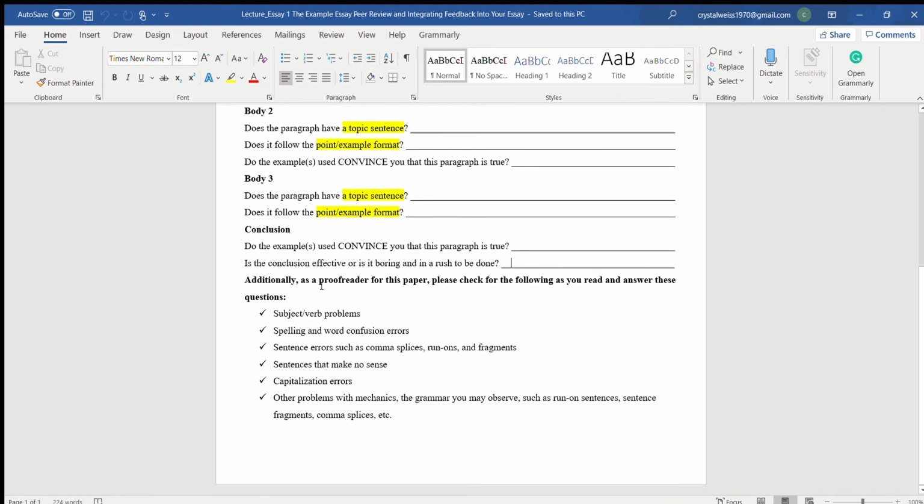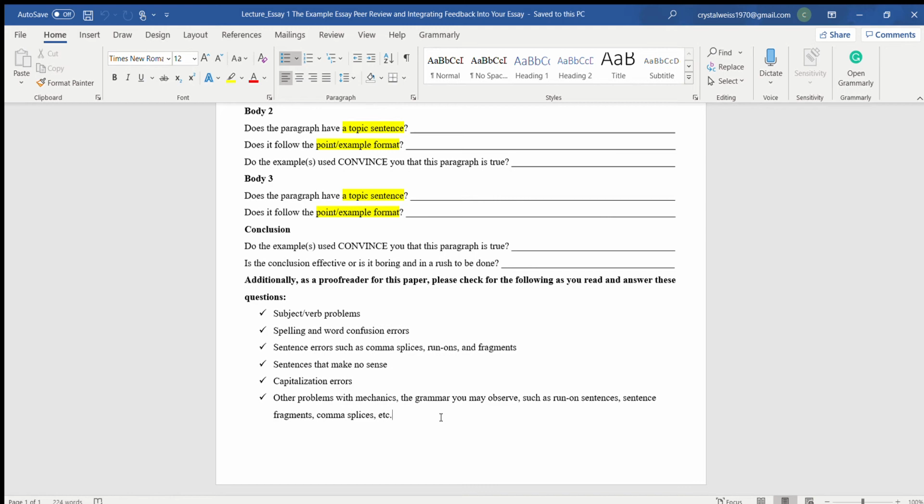All right, additionally, as a proofreader for this paper, please check for the following as you read and answer these questions. Subject-verb problems, spelling and word confusion errors, sentence errors such as comma splices, run-ons, and fragments, sentences that make no sense, capitalization errors, other problems with mechanics, the grammar you may observe, such as run-on sentences, sentence fragments, comma splices, etc. Of course, that's mentioned right here, isn't it? Right? But again, I want to re-emphasize that, okay? So anything like dangling modifiers, misplaced modifiers, you want to look for those things, okay?